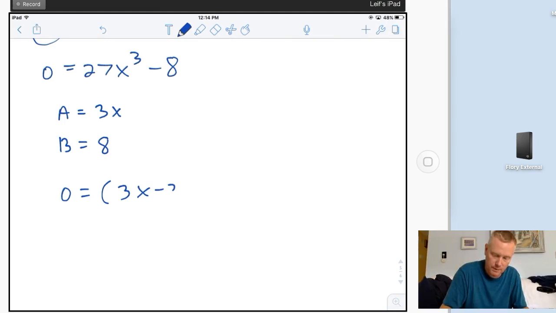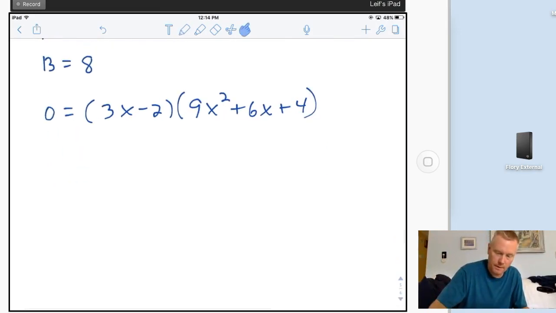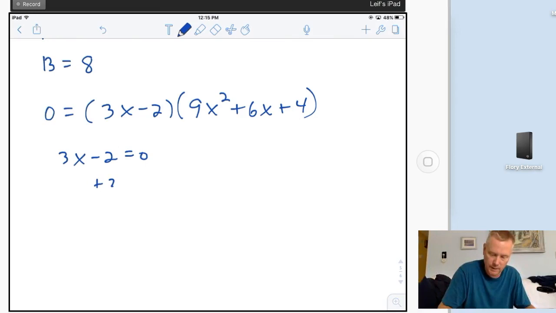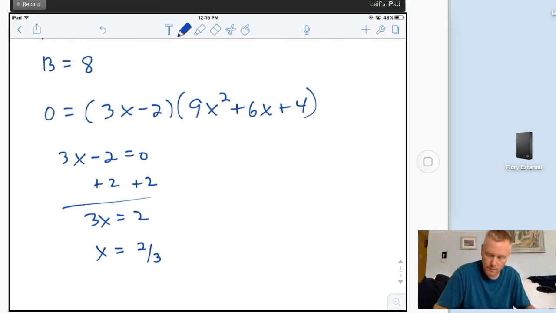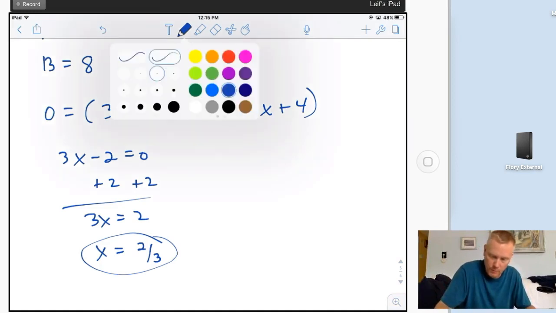I get 3x minus 2 times 3 squared is 9x squared plus 6x plus 4. And then I'm going to solve it. All right. Now this one, the first one, is super easy. 3x minus 2 equals 0. So you add 2, divide by 3, gives you 2/3. The other one, however, you're going to need the quadratic formula for.